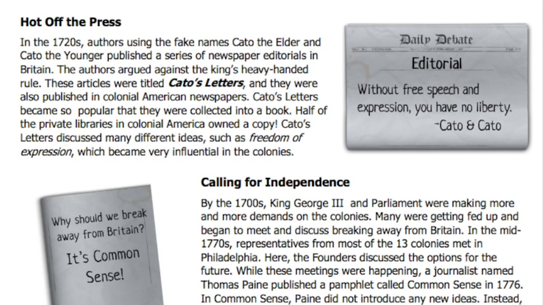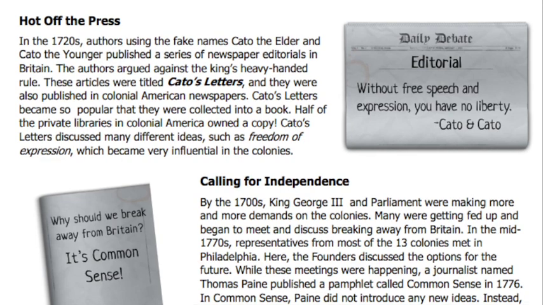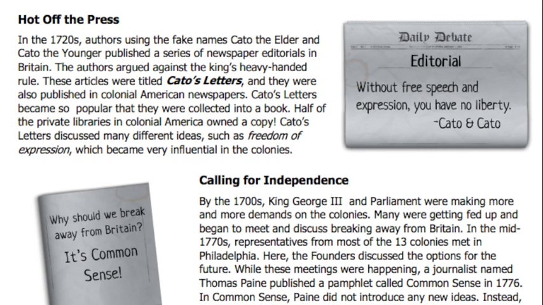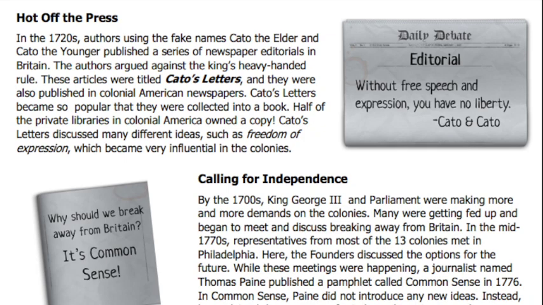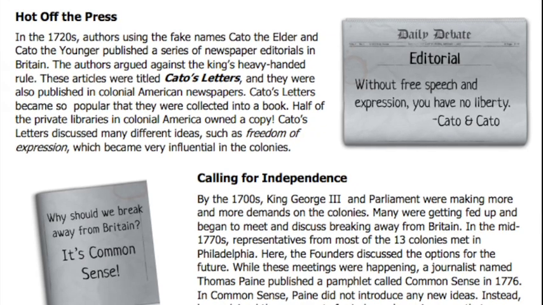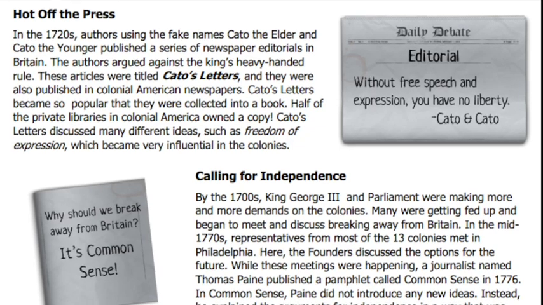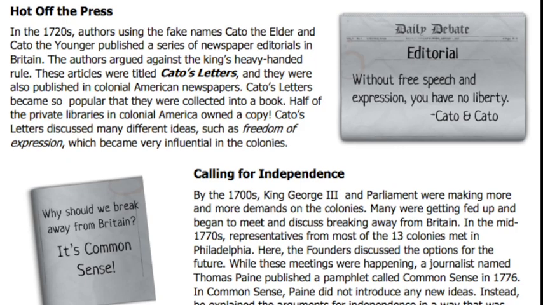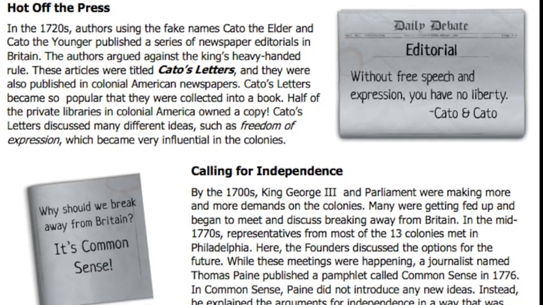Hot off the press. In the 1720s, authors using fake names, Cato the Elder and Cato the Younger, published a series of newspaper editorials in Britain. The authors argued against the king's heavy-handed rule. These articles were titled Cato's Letters, and they were also published in colonial American newspapers. Cato's Letters became so popular that they were collected into a book. Half of the private libraries in colonial America owned a copy. Cato's Letters discussed many different ideas, such as freedom of expression, which became very influential in the colonies.